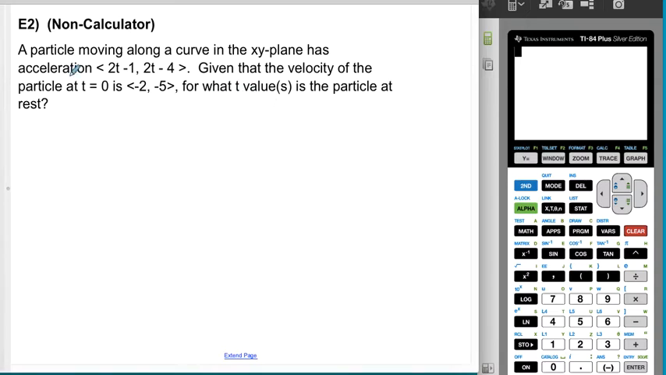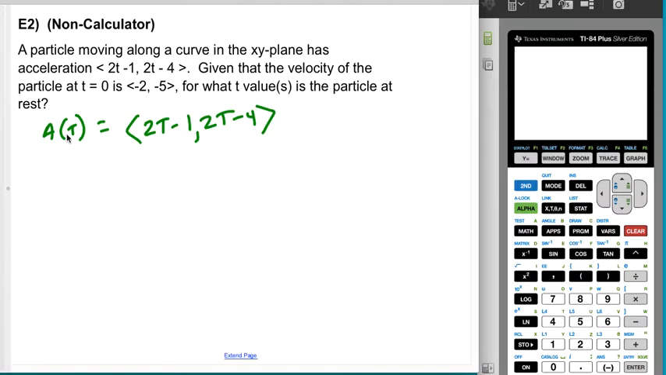All right. A particle is moving along a curve in an xy plane such that this is its acceleration. So a of t is, and this is not meant to be a greater than or less than. It was just the easiest way to do pointy brackets in this particular software. So don't read too much into it, okay? So this is my acceleration. Given that the velocity at 0 is negative 2, negative 5, at what t values is the particle at rest?